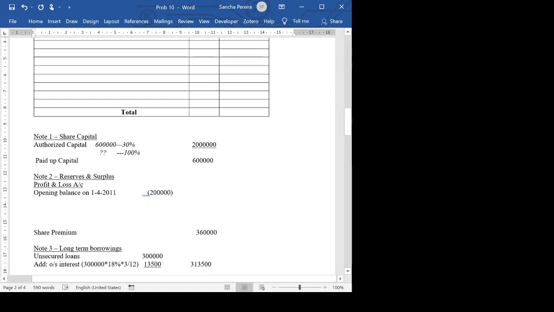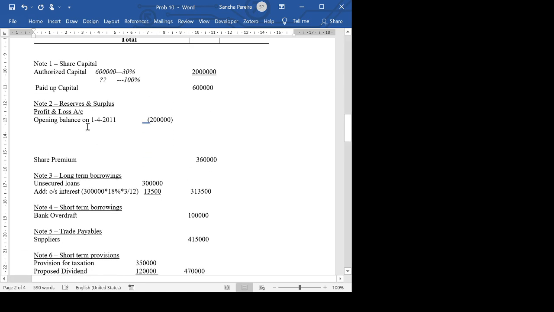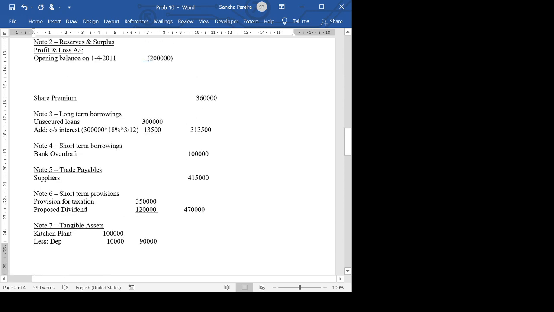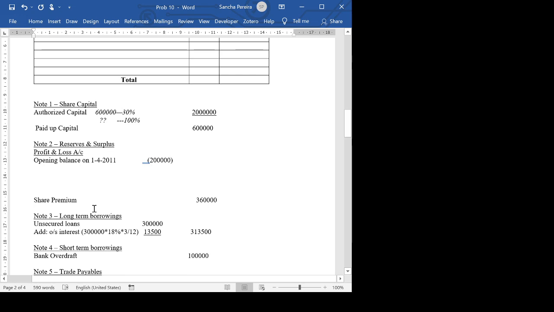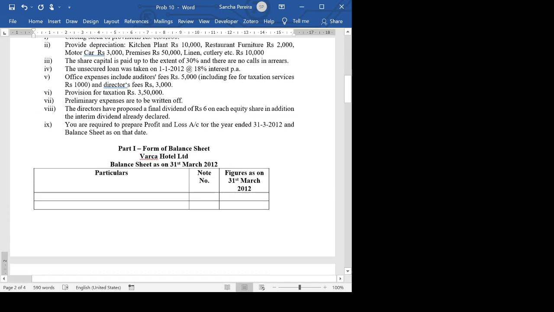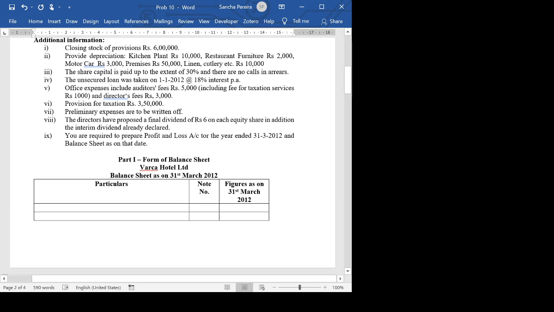Is that clear? The only note that is incomplete right now is the reserves and surplus, the profit and loss. We will have to adjust that when we get our profit, and we also have to minus the interim dividend and proposed dividend, because the dividend is declared out of the profit. So now let's transfer our items and see how much we can do.